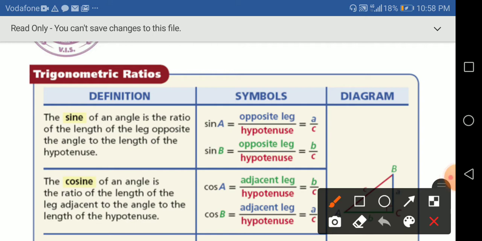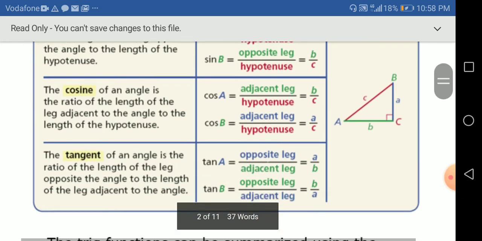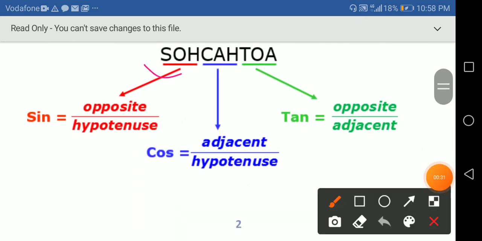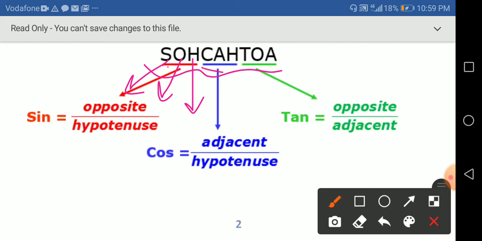Okay guys, if I have to study, I'm going to study a very easy word. This word is Sohcahtoa. Yes, we are talking about Sohcahtoa. Soh means sine equals what? Opposite over hypotenuse. What about cah? It's the cosine equals what? Adjacent over hypotenuse. What about toa? It's the tangent equals opposite over the adjacent.